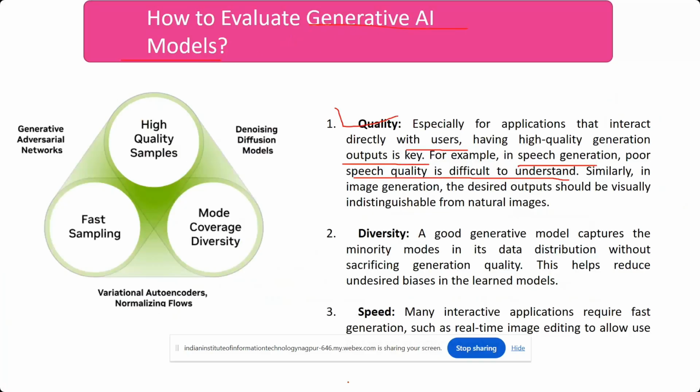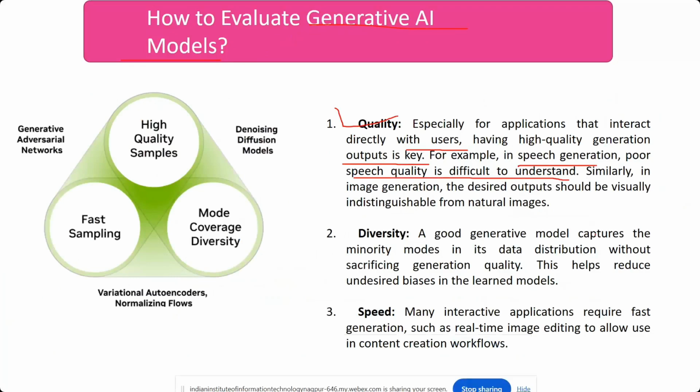Then diversity. What is this diversity? A good generative model should capture the minority modes in its data distribution without sacrificing the generation quality. It has to compulsorily follow the diverse features from the data and data distribution. This helps reduce the undesired biases in the learned model.